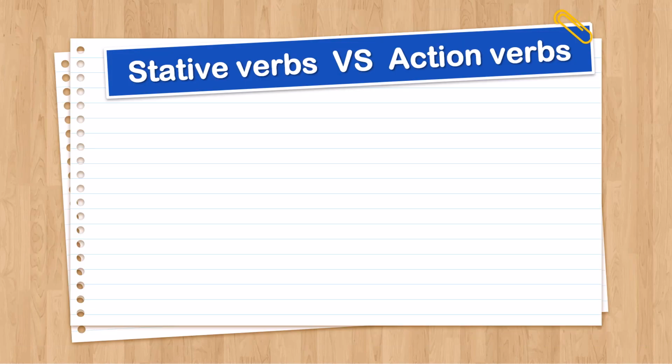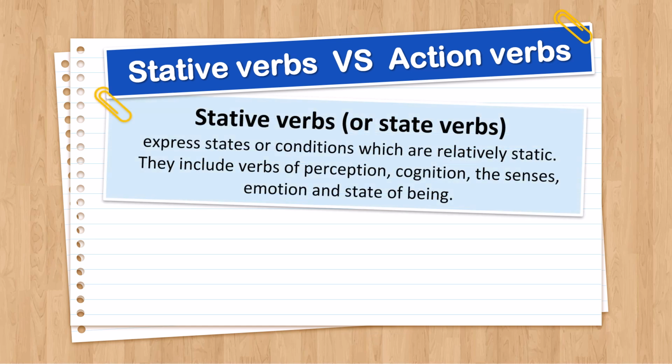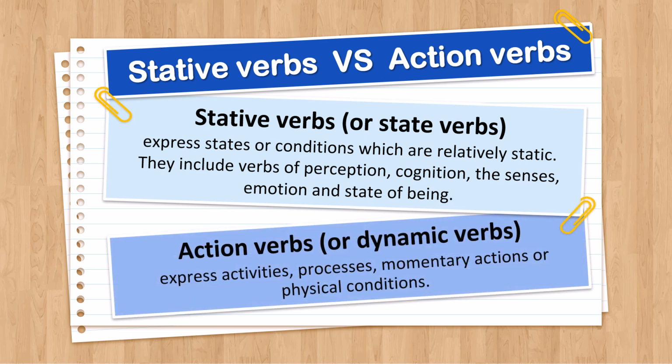Let's see the difference between stative verbs and action verbs in detail. Again, stative verbs describe a state or condition, something that doesn't change quickly. For example, emotions, thoughts, senses, or possessions. But action verbs or dynamic verbs describe something you do, a physical activity, movement, or short-term action. Let's look at how they work.